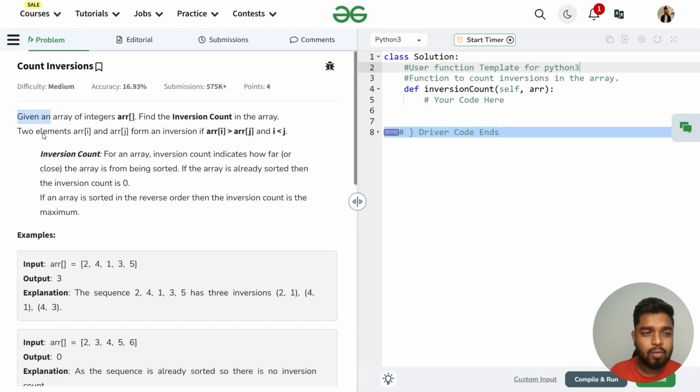The problem says that we'll be given an array of integers and we have to find the number of inversions in the array. Two elements, ARR of i and ARR of j, form an inversion if the ith element is greater than the jth element and the ith element is on the left side of the array and the jth element is on the right side.